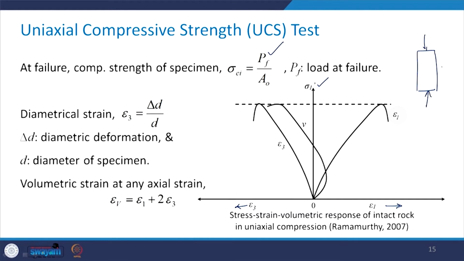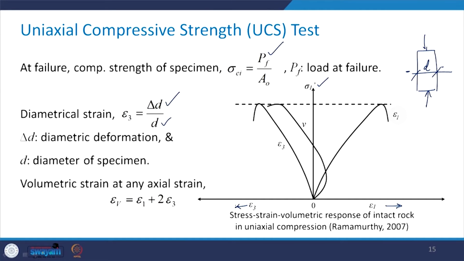There is no confinement here on either side, all around the specimen. So what happens? Along with the application of this vertical load, this specimen is free to deform in the lateral direction as well. Let us say that delta D is the diametral deformation, that is, deformation in this direction, and D is of course the original diameter. So the diametrical strain can be defined as delta D upon D, which has been plotted here on this scale.